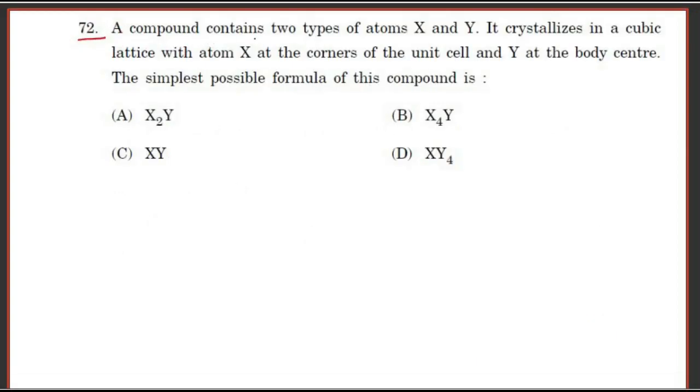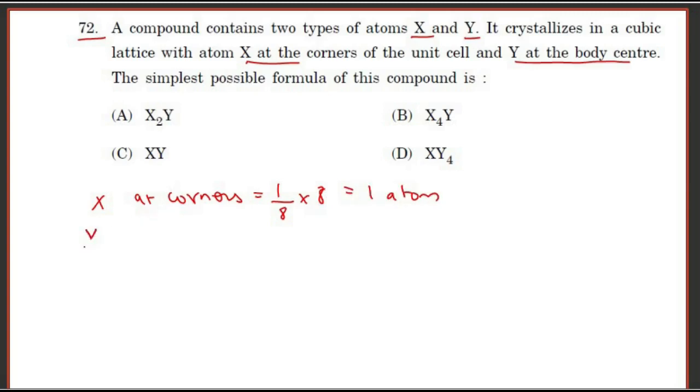Question number 72. A compound contains two types of atoms, X and Y. It crystallizes in a cubic lattice. Atom X is at the corners of the unit cell and Y at the body center. What is the simplest possible formula of this compound? It's a body centered cube. Let us take the compound X at a corner. There are 8 corners. For one atom, 1 by 8 into 8, which is equal to 1 atom.